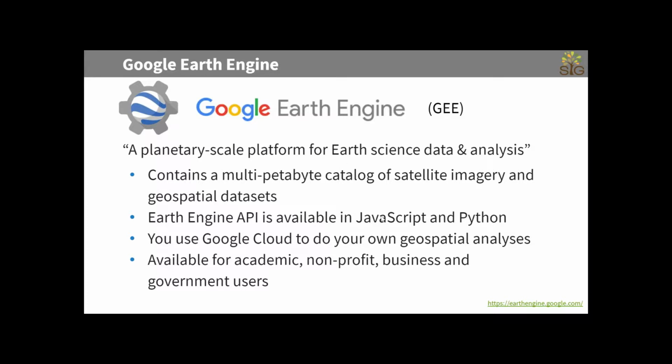So it makes it very easy for us to just use this platform. They have an API available in JavaScript, which is the web browser version, and Python, which is the Google Colab version. You can use it to do your own geospatial analysis, and you can also use your own data. You can upload datasets to Google Earth Engine. And it's available for academic, nonprofit, business, and government users at no cost, right? So it's very awesome that Google put this platform together.